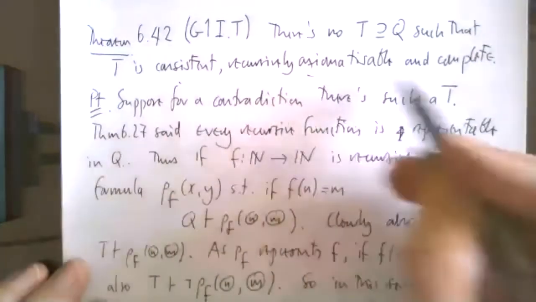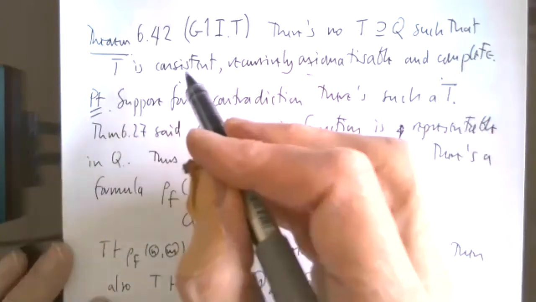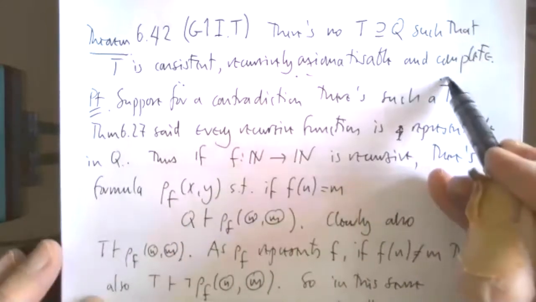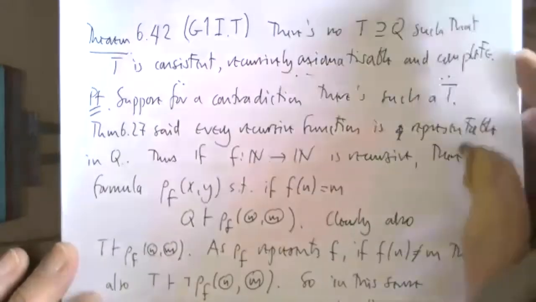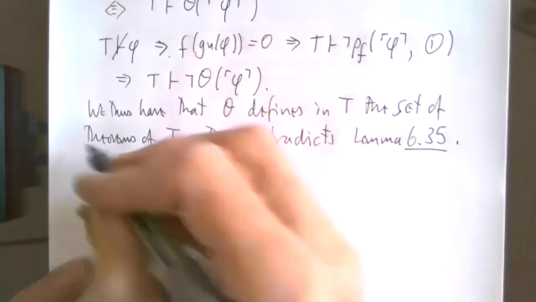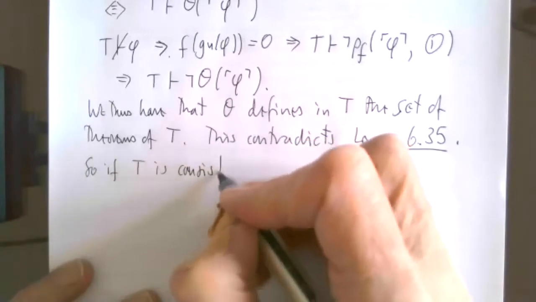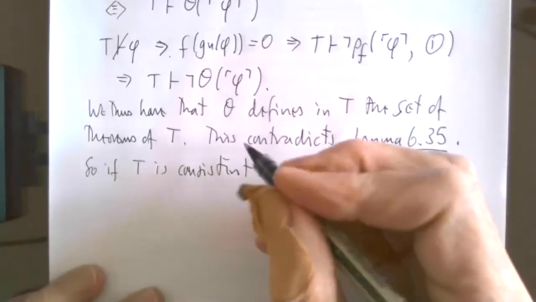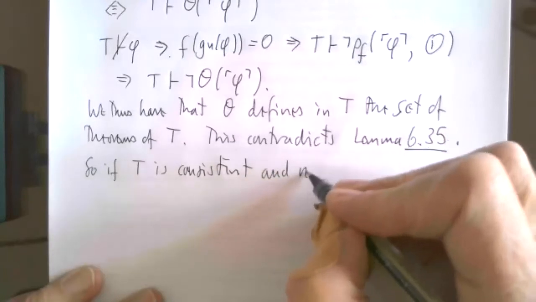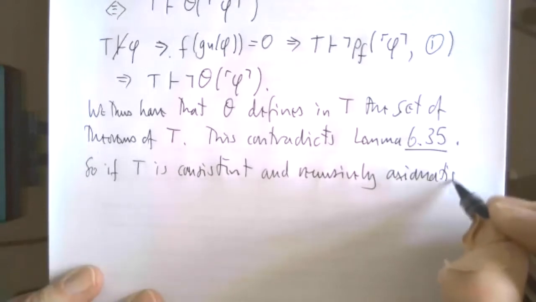So our conclusion then is, right, one of these has to fail. We can't have a T that is both consistent, recursively axiomatizable, and complete. So if T is consistent and recursively axiomatizable, it's incomplete.